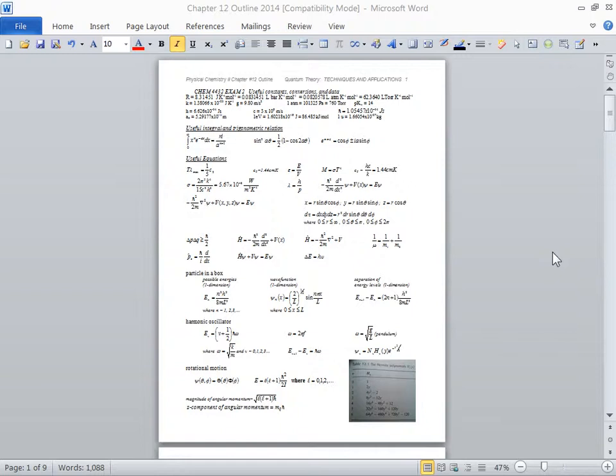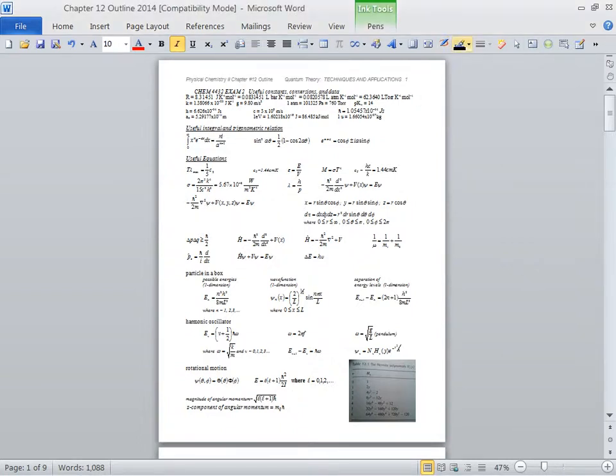Pretty much, you need to know those bottom two equations, right? If you take this class again the next time it's taught, you won't have to know them, but you guys do. It's not on your equation sheet. But remember, why were these equations important? The magnitude of angular momentum, the square root of L times L plus 1 times h bar, and the z component of angular momentum, m sub L h bar. Why were those big deals?